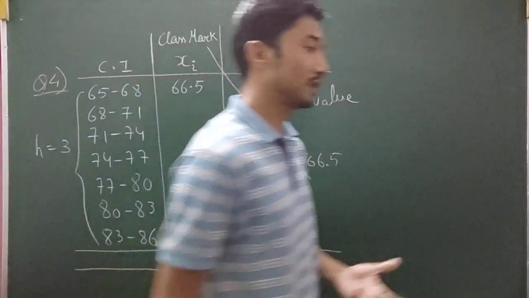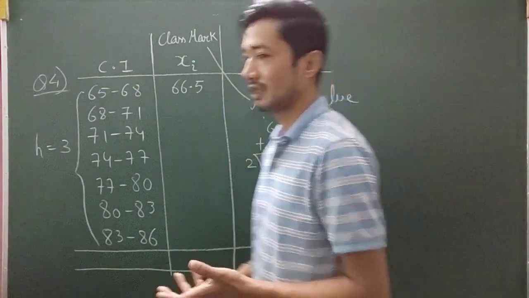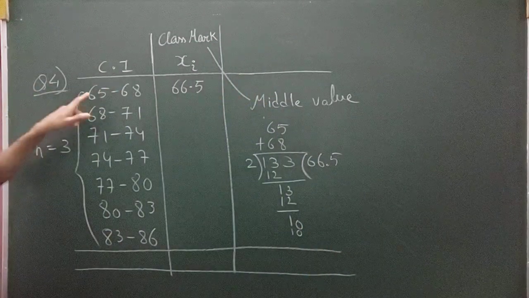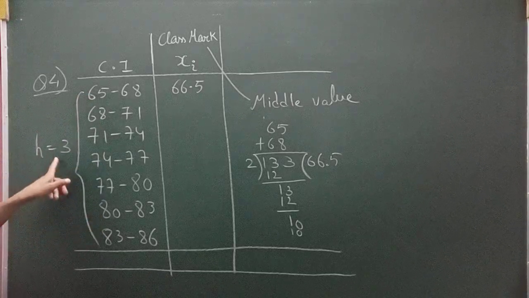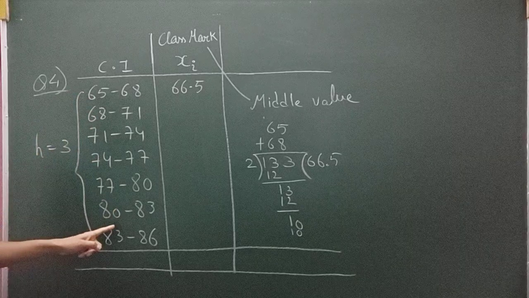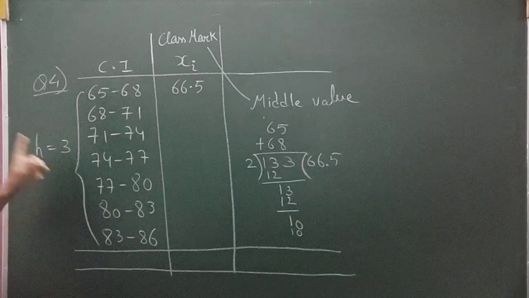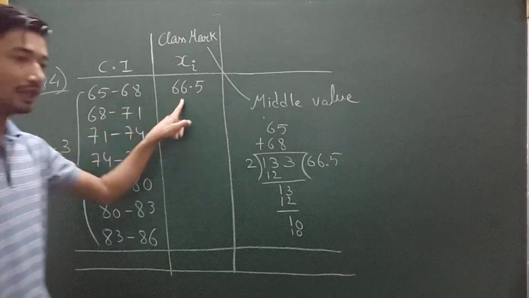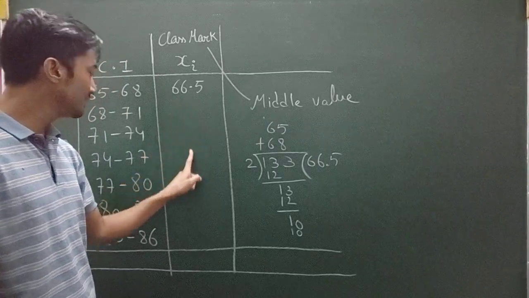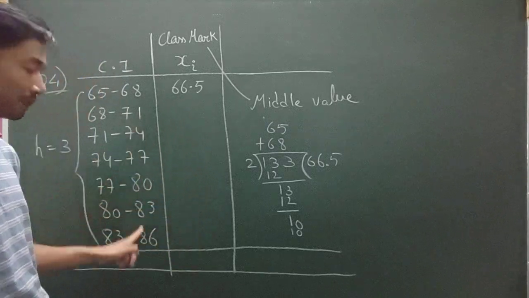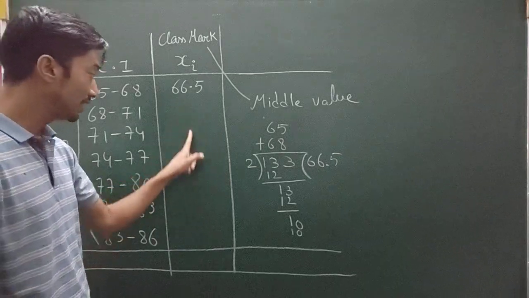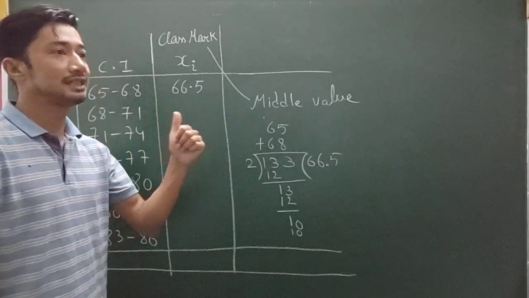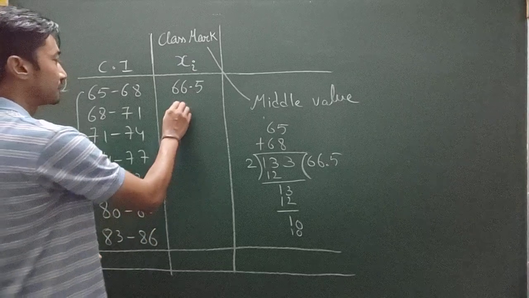So you calculate the first value, and after that, trust me, there is no need to calculate. That's why I was telling you to check whether the table is continuous and whether the class width is uniform. If it is continuous like this table and the class width is also uniform, then see, what is the class width here? 3. So after you calculate the first value, you can just keep increasing by 3 each time, because it is uniform. Got that? No need to calculate for each and every value. So next will be 66.5, 69.5, 72.5.